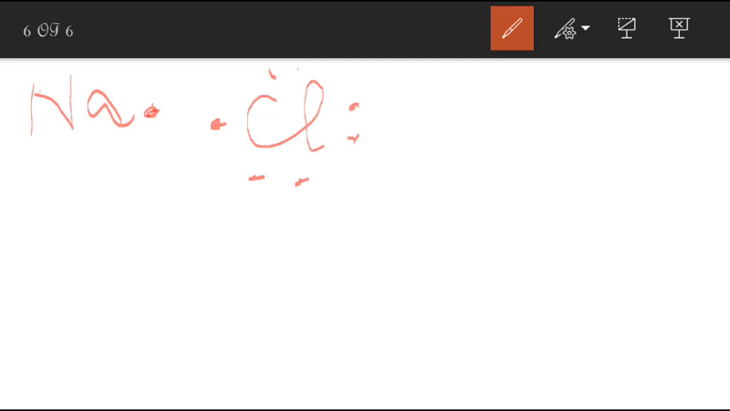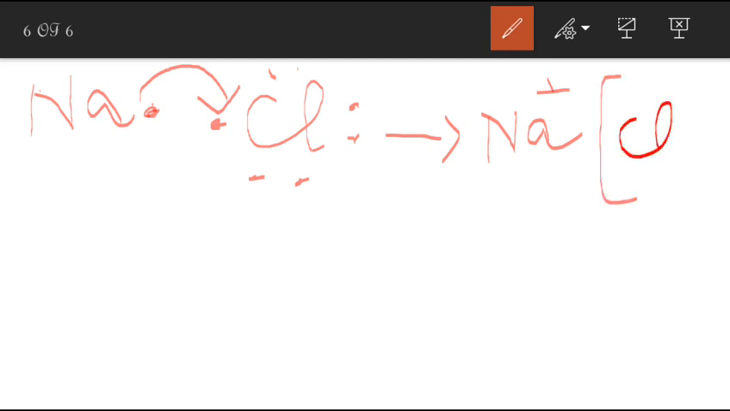So electron transfer will take place. This electron will be lost by sodium to chlorine. It will get converted into Na positive and Cl. How many electrons will be present in the valence shell of chlorine? 8, and it will be having a negative charge. You will write it in this way, or NaCl.